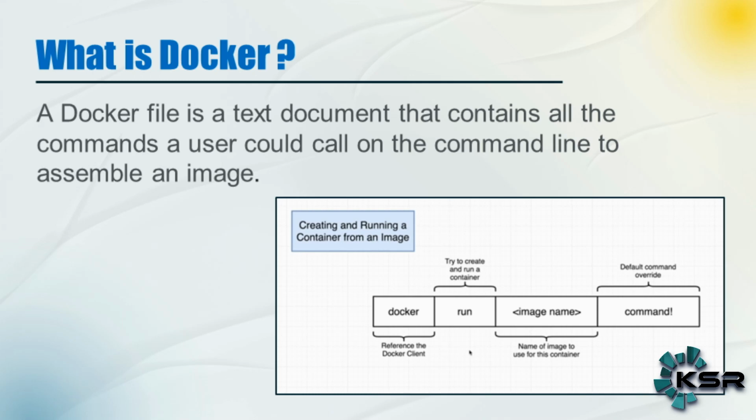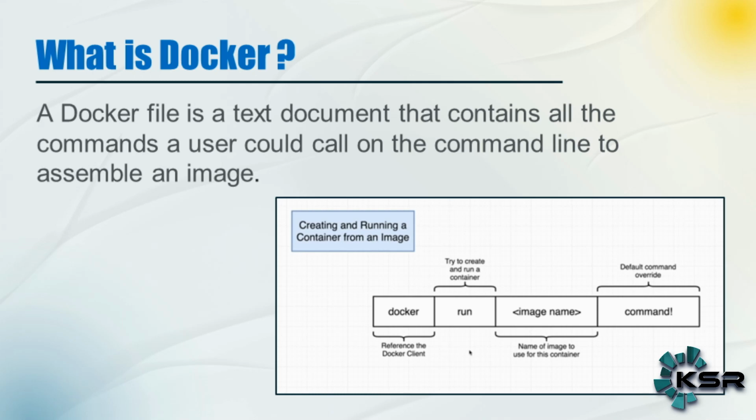A Dockerfile is a text document. In this text document, we have to write all the commands which have to run for executing the code. The Dockerfile contains all these details which have to run. So this is a Dockerfile.